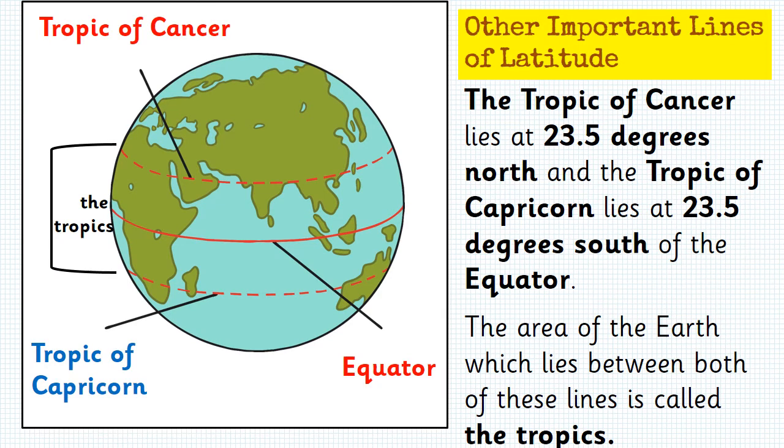The Tropic of Cancer. We have also the Tropic of Capricorn, and we also have the equator. So in between the Tropic of Cancer and Capricorn, we have an area called the tropics, and that is where the Bahamas is located, in the tropics. The Tropic of Cancer lies 23.5 degrees north, and the Tropic of Capricorn lies 23.5 degrees south of the equator. The area of the earth which lies between both of these is called the tropics.